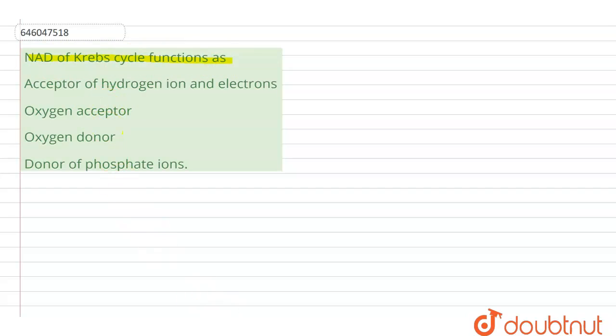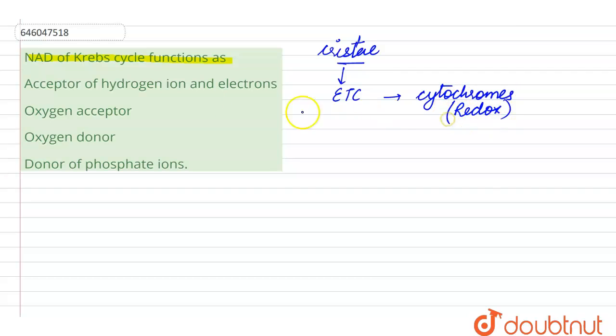Hello students, the question here says that the NAD of the Krebs cycle functions as which of the following? We see that the inner mitochondrial membrane, that is the cristae, is the membrane on which the electron transport chain lies, and this electron transport chain is a chain of cytochromes in which the redox reactions will take place. So redox reactions will take place here.